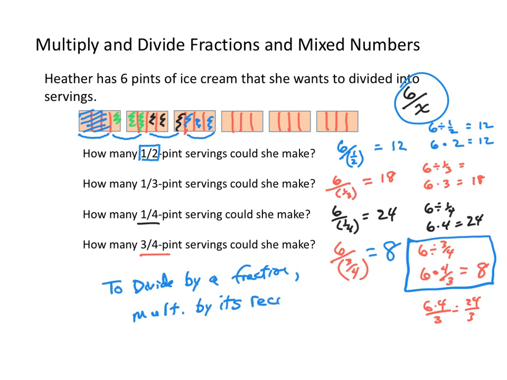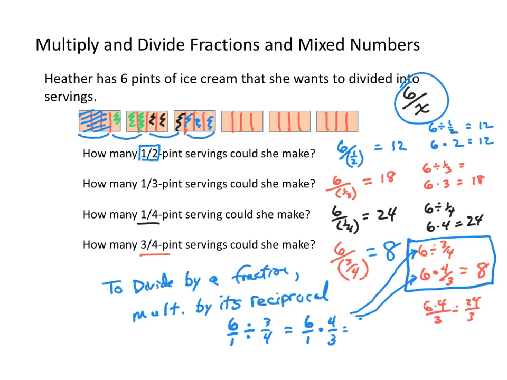reciprocal. Okay, notice the 6. We did not do the reciprocal for the 6. The 6 remained 6 every time. We didn't flip over the 6. 6 is the same as 6 over 1. And we had 6 over 1 divided by 3 over 4. That turned into still 6 over 1, staying, times 4 over 3.